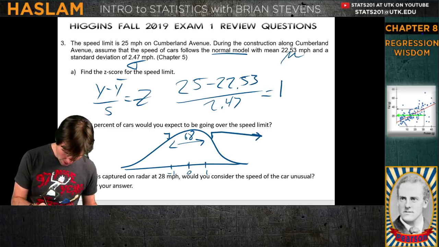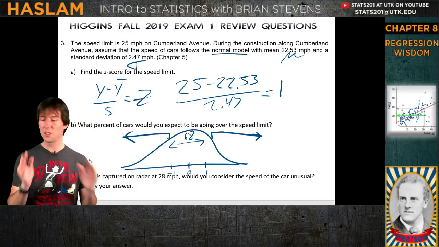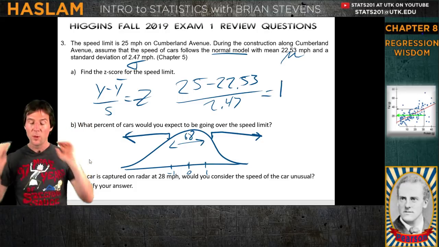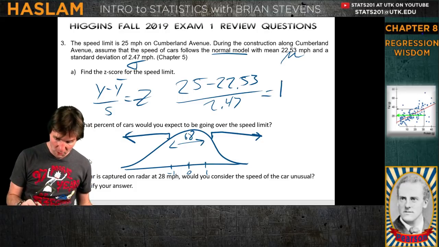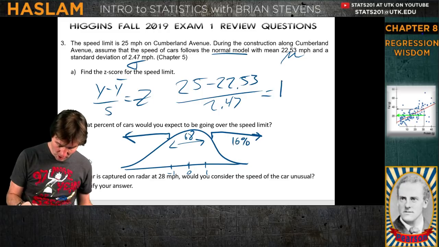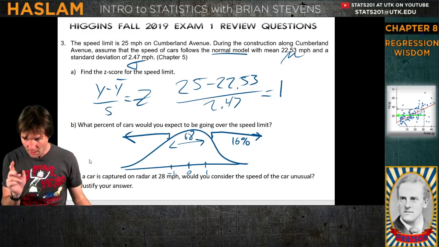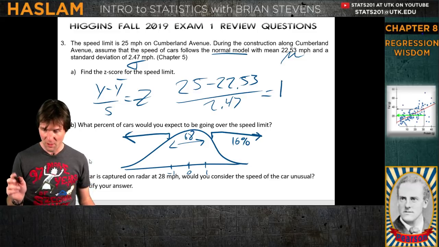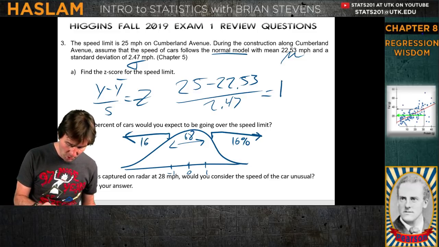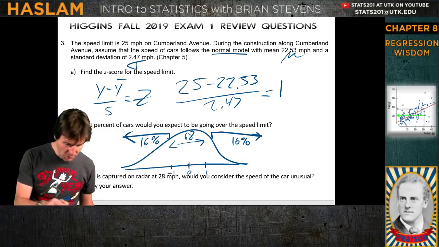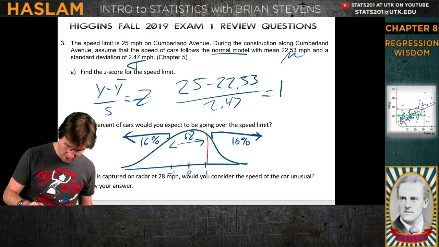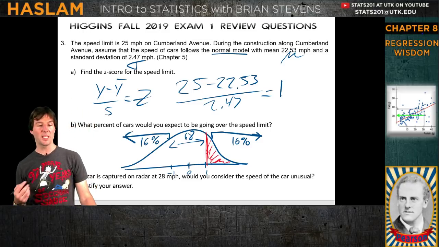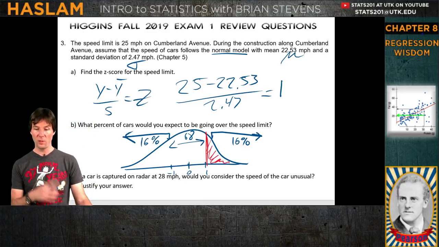The inside-outside trick: if 68% is inside, then we would expect, and it says over the speed limit, so great job. I'm going to point out that Lila, sorry if I'm mispronouncing, pointed out that we would have 84% under the speed limit. So if you were to ask this question differently, there's 16% above, which means we would expect 84% of people to be going below the speed limit.